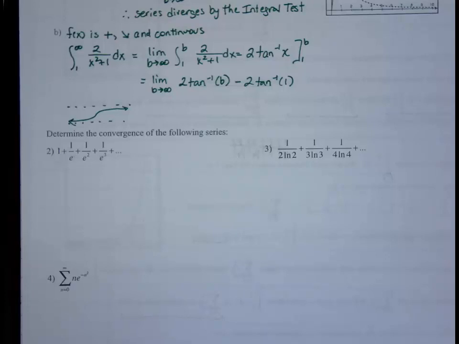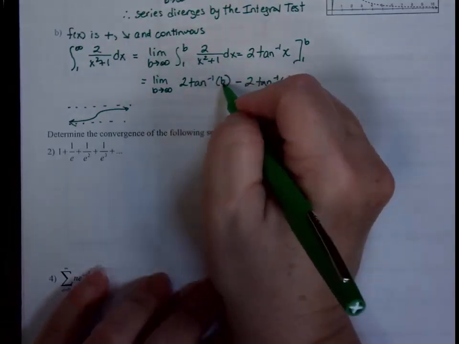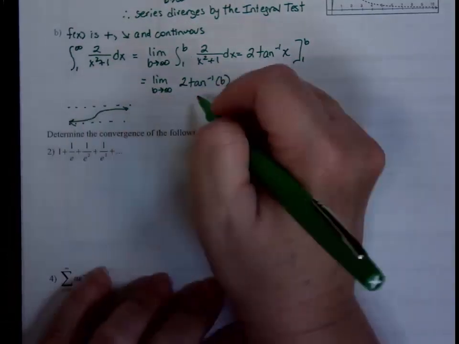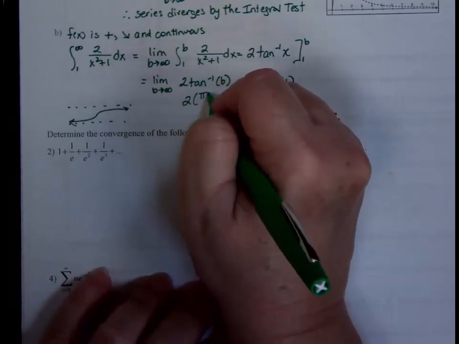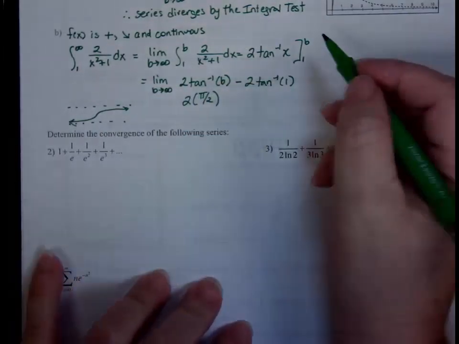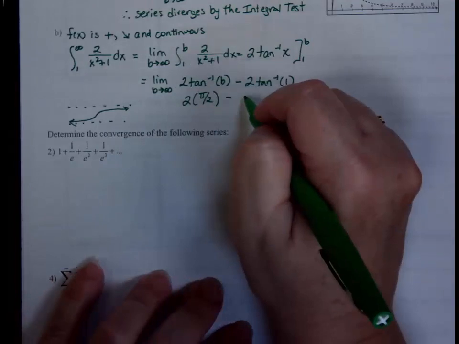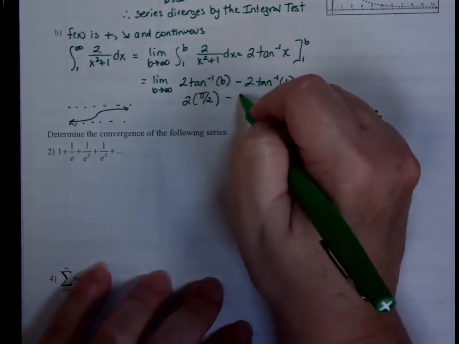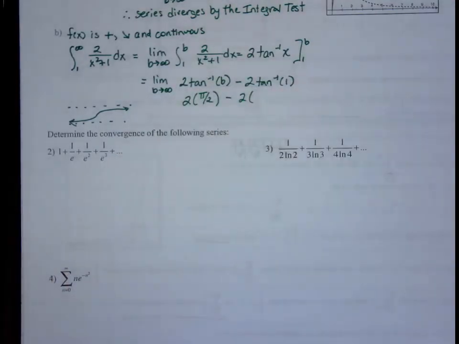Okay, it's the same thing as if you turned it sideways. Some of you said the right answer and some of you haven't. So where are the asymptotes on regular tangent? Negative pi over 2 and pi over 2. Okay, so the limit as you approach infinity is pi halves. So it's 2 times pi over 2 minus 2 times the tangent inverse of 1.